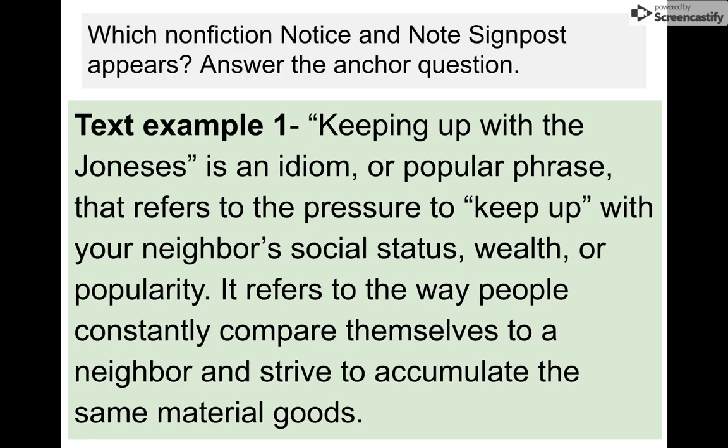Okay, I'm going to give you a couple of examples just to test your knowledge. Which notice and note signpost appears? Answer the anchor question. This is from one of the articles that we read. Text number 1: Keeping up with the Joneses is an idiom or popular phrase that refers to the pressure to keep up with your neighbor's social status, wealth, or popularity. It refers to the way people constantly compare themselves to a neighbor and strive to accumulate the same material goods. So what notice and note is being used here, and what is the anchor question? Okay, stop, take a look, and see if you can answer that.